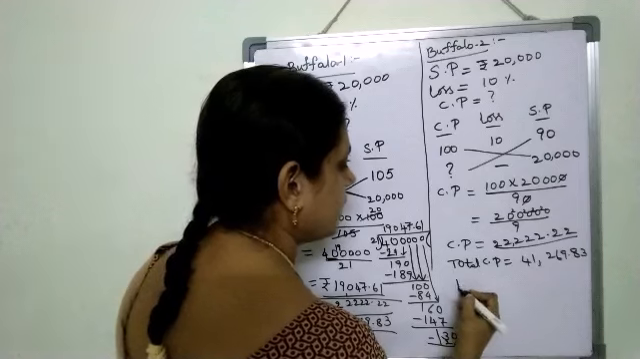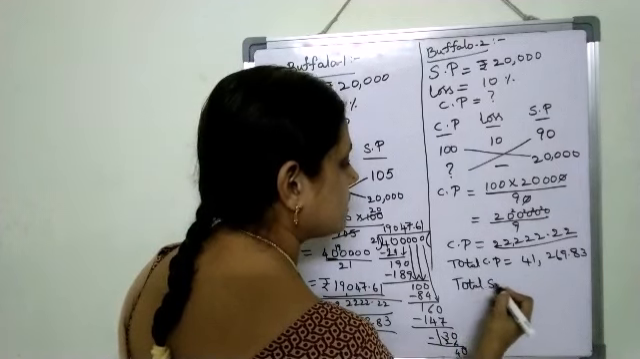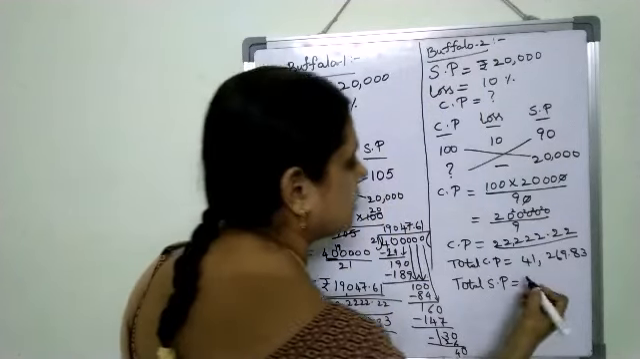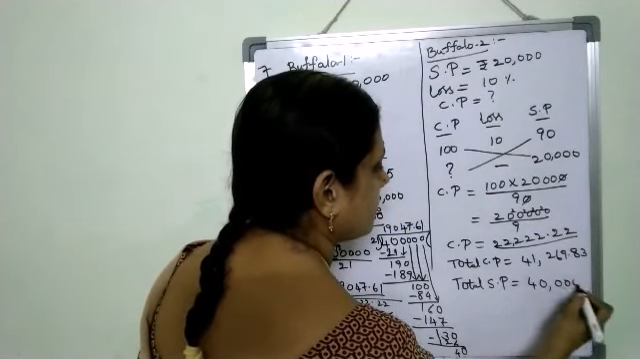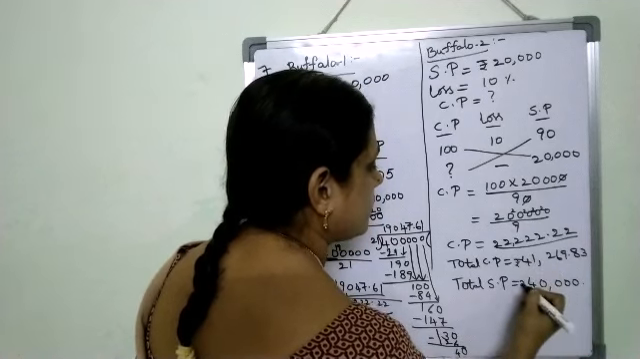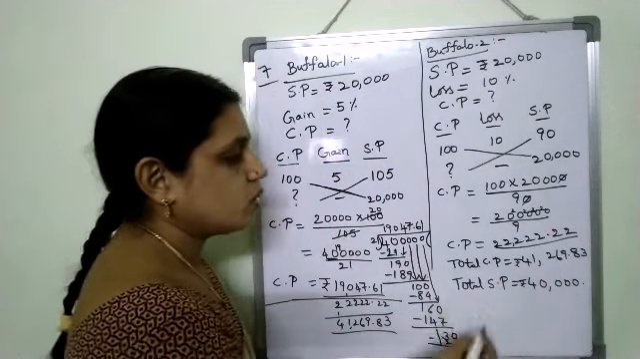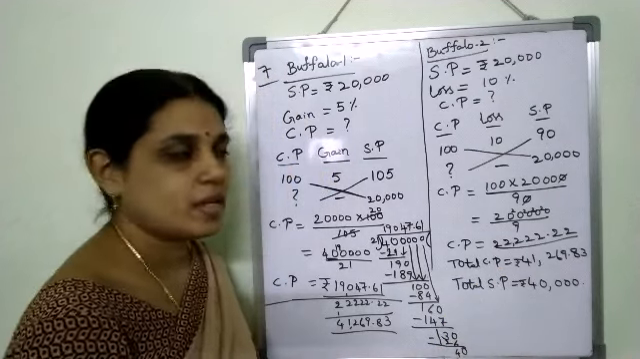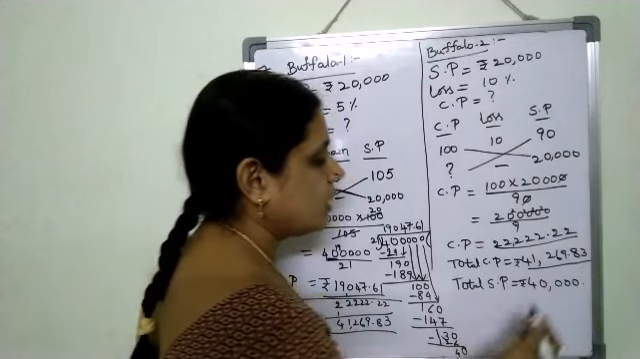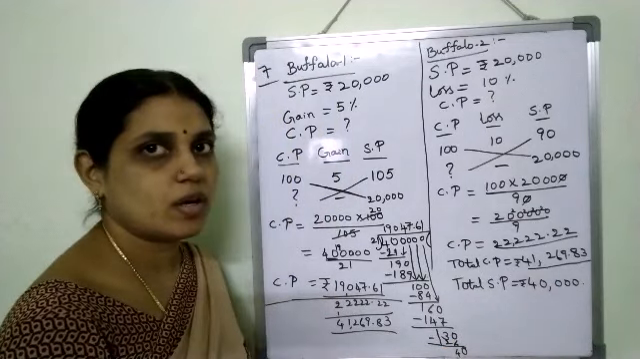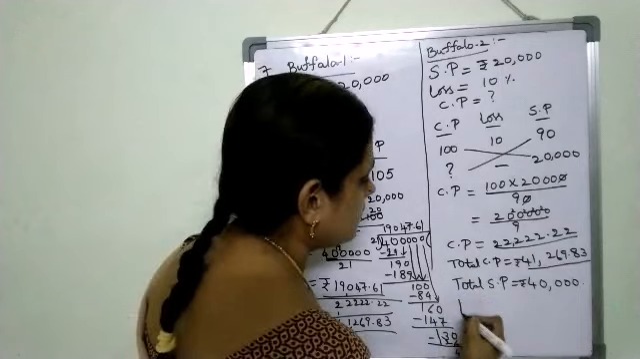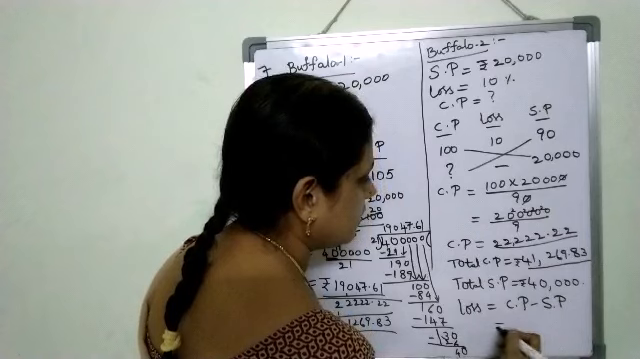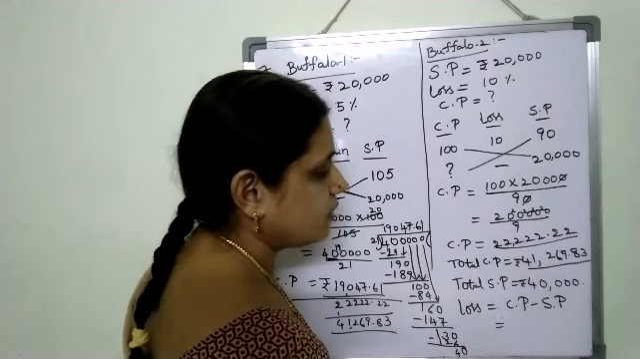Next, what is the total SP? For both the buffaloes, SP is the same, 20,000 plus 20,000, that is 40,000. So if you observe these two, total CP and total SP, is CP more or SP more? Here CP is more. So CP is more, SP is less, which means there is a loss. So what is the loss formula? Loss equals CP minus SP. Here we are considering total CP and total SP.